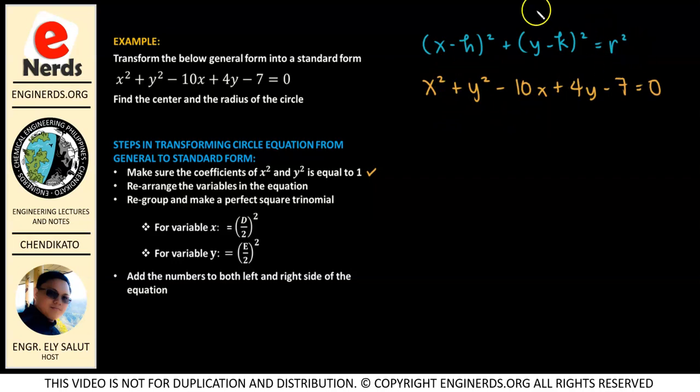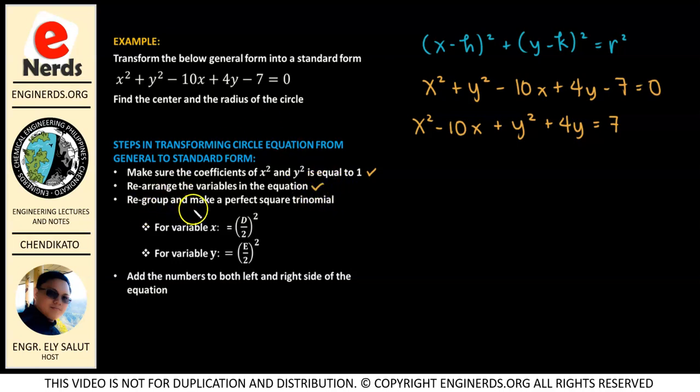So, dahil ito yung gusto nating makuhang form, so dahil wala tayong constants dito sa left side ng ating equation, we will put our constant dito sa right side ng equation, no? So, pagsamahin muna natin yung mga x natin. So, we have x squared minus 10x, okay, plus y squared plus 4y, and then I will transpose itong negative 7 sa right side, so this will be equal to positive 7. Now, we are done here.